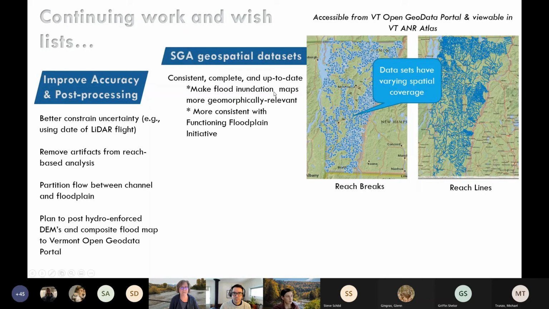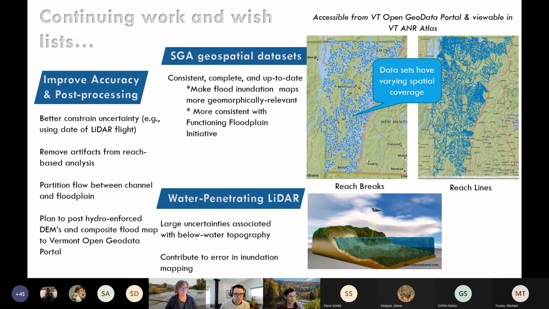So on to a few of these wish lists. Coming back to the SGA geospatial data sets, in terms of their digital representation, they aren't 100% complete, and they have varying spatial coverage. And so we would love to make our inundation maps more consistent with the SGA data. This would make them more geomorphically relevant, more consistent with the FFI work that we're doing. And so hopefully we can undertake this effort to better translate that.